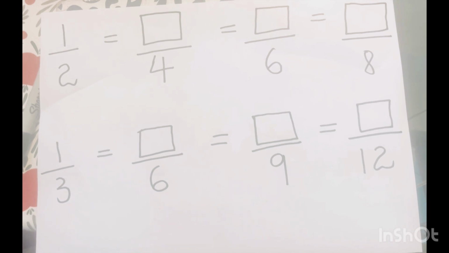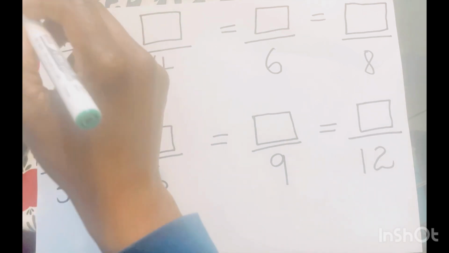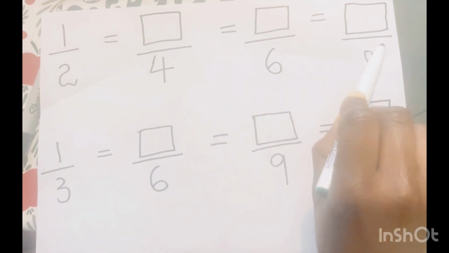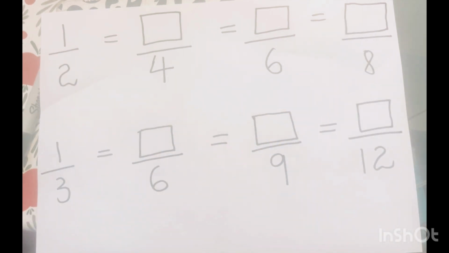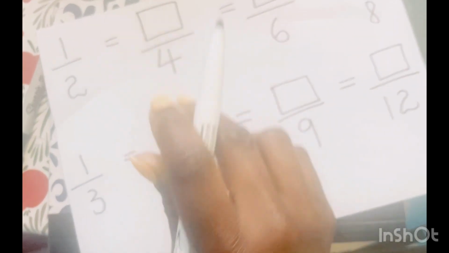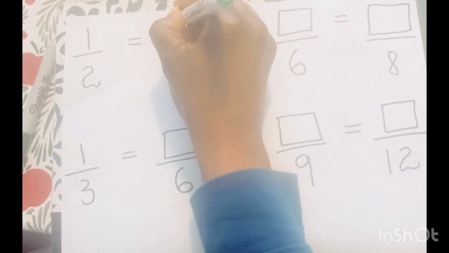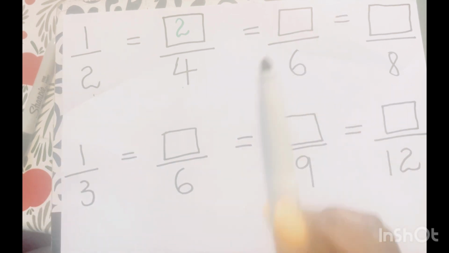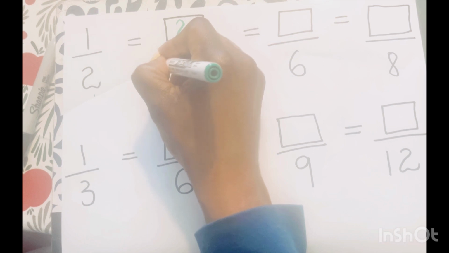What number can I multiply 2 by that will give me 4? Let's go to our multiplication table. If we look at it, it says 2 multiplied by 2 gives us 4. I was about to write here, but I forgot we have box over 6 and box over 8 to do. So 2 multiplied by 2 gives us 4, and 1 multiplied by 2 gives us 2. Let's do this one now. What number can we multiply 2 by to get 6?